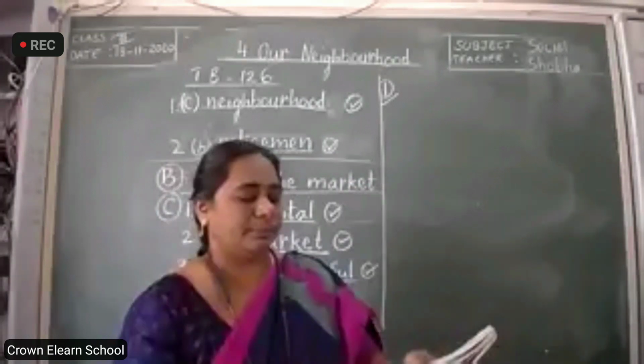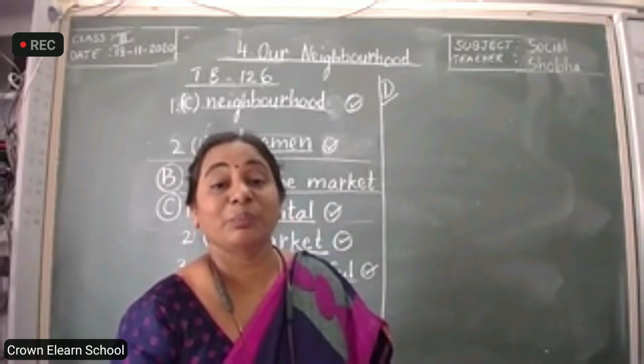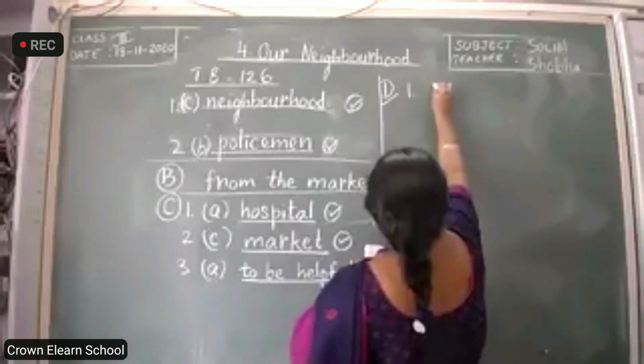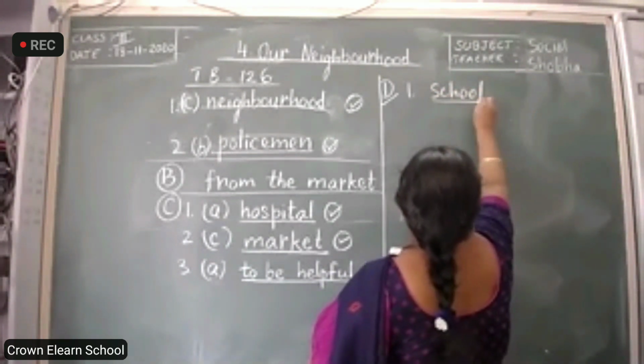First one. Children learn to read and write in a dash. School. Very good. First one, school. S-C-H-O-O-L. School.